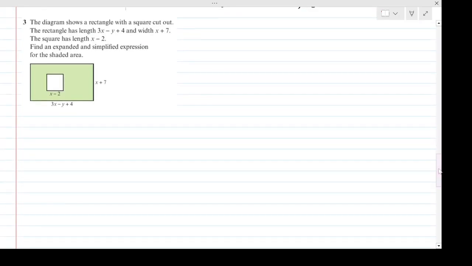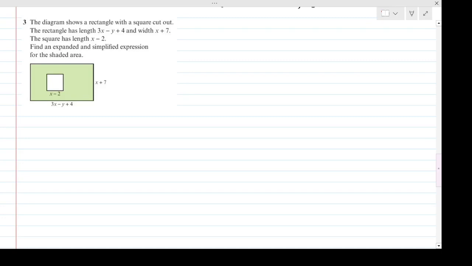Diagram. We're given a more practical question now. The diagram shows a rectangle with a square cut out. The rectangle has a length of 3x minus y plus 4 and width x plus 7. The square has a length of x minus 2. Find an expanded and simplified expression for the shaded area.